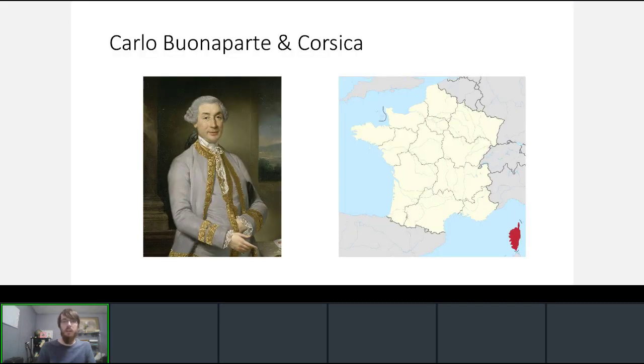So his father is Carlo Buonaparte, and he is from this island of Corsica in the Mediterranean. Corsica had been independent before, but typically was under control of some sort of Italian area. Right after Napoleon was born, Corsica was conquered by France. There were people really opposed to this who wanted Corsican independence, but Carlo threw his lot in with the French, and eventually he becomes a representative to the court of King Louis.